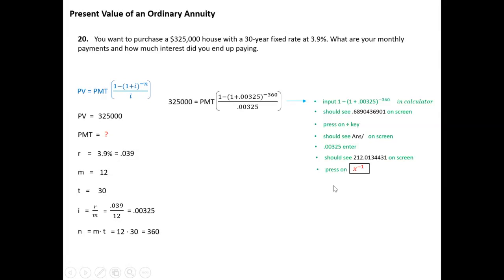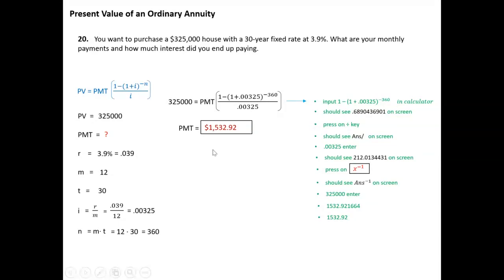Now here's where you're going to hit the inverse key. That is the inverse key. So you press on it, and this is what you should see: answer to the -1 on the screen. Now you're going to enter what's on the left, the 325,000. So this is your monthly payment, which will be $1,532.92. Those are the payments that you'll be making every month. And this is not including the property taxes and also the insurance for the house.